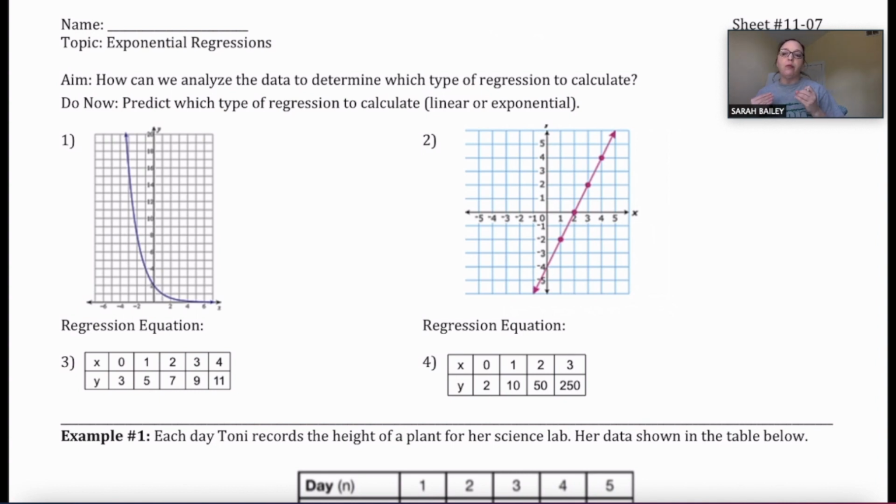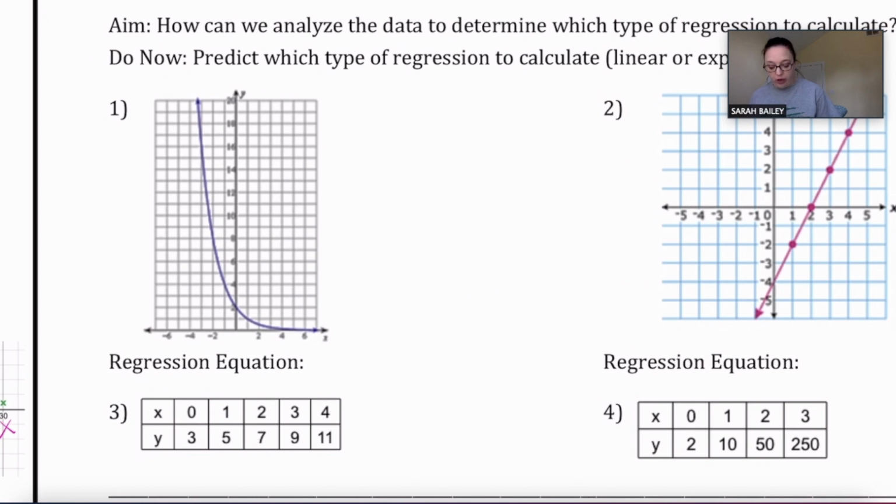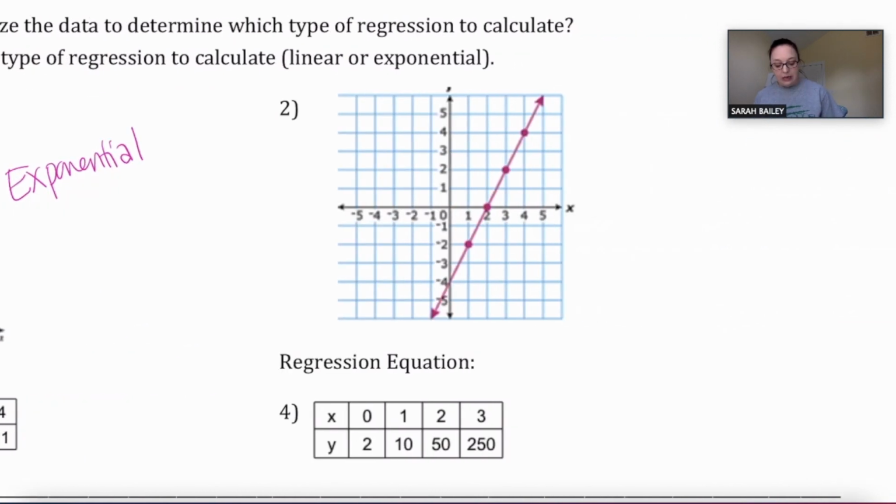So looking at number one, that is an example of an exponential equation, right? Or an exponential function. So let me change that. We're going to write exponential next to that. And then number two, remember, is just a line. So that would be linear.